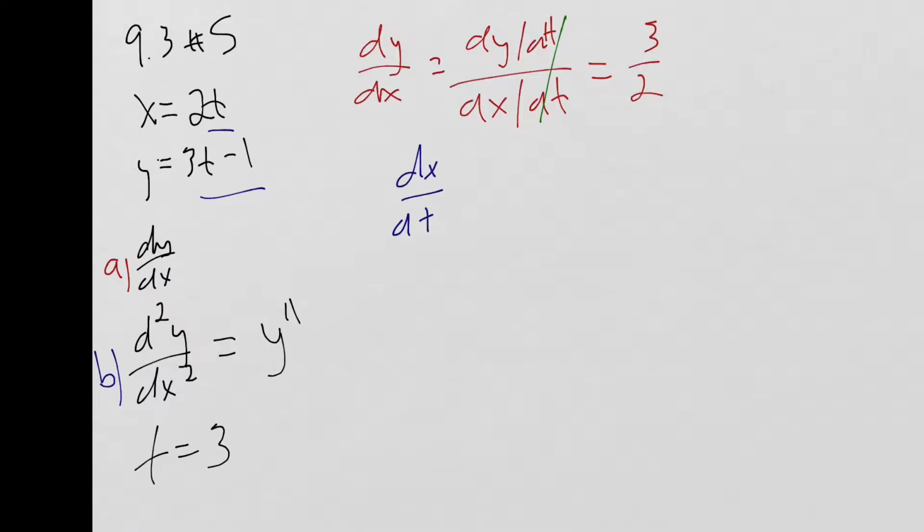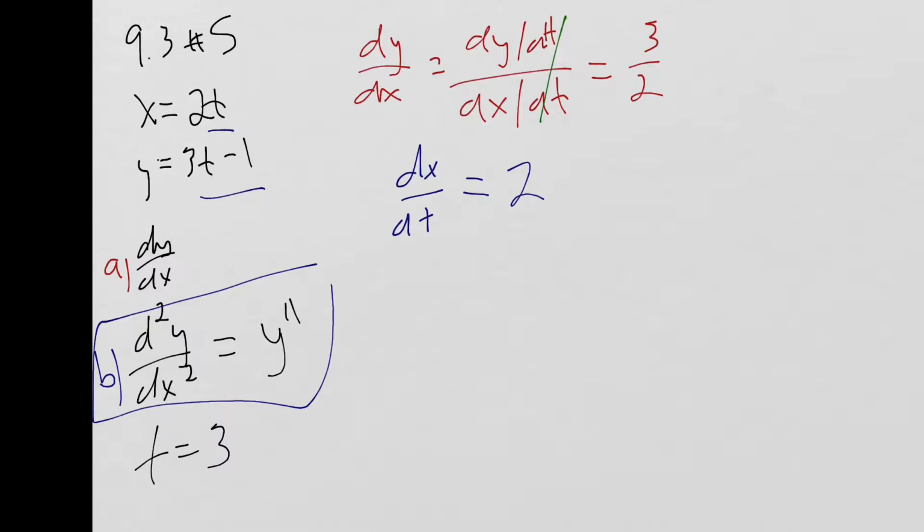So the next part, part B, is to find d squared y over dx squared, the second derivative of y with respect to x, at t equals 3. Oh, I should comment. This is 3/2 all the time, so I don't even need to plug in this t equals 3 in this case. So I can just leave it like that. Now, for this second derivative, I remember that dx/dt was 2.